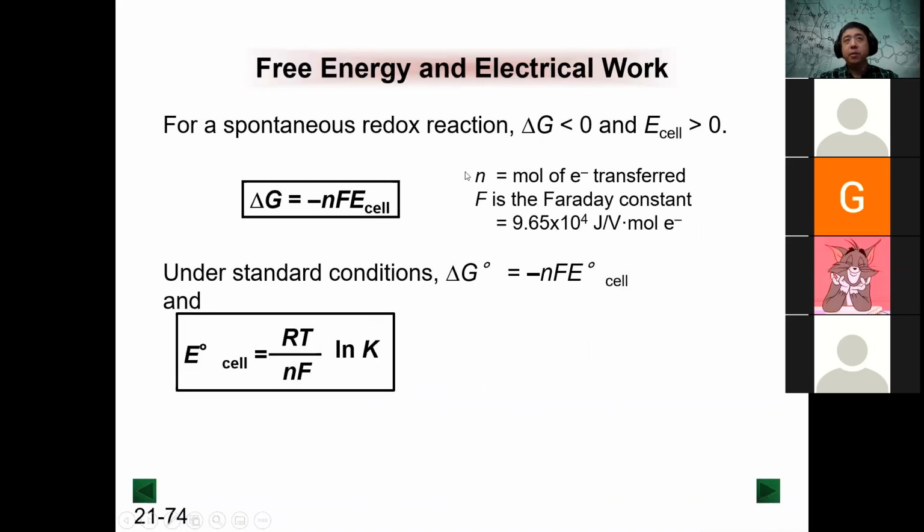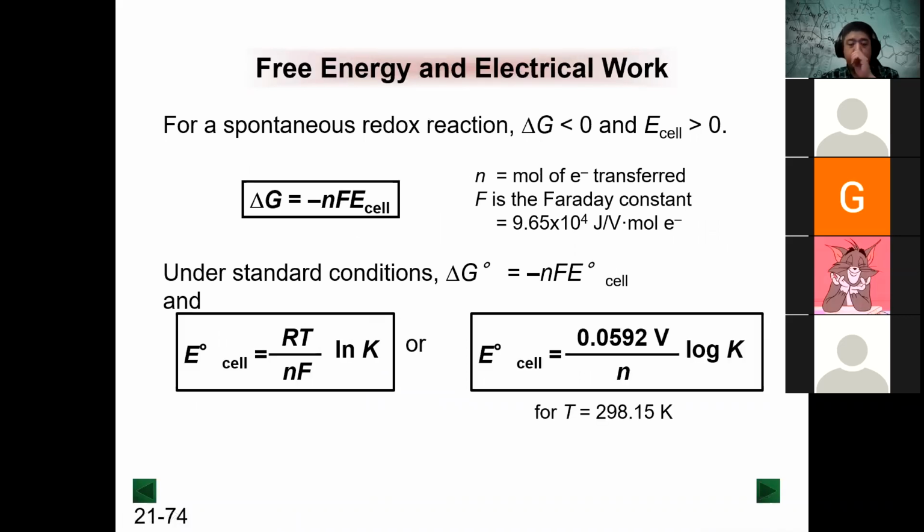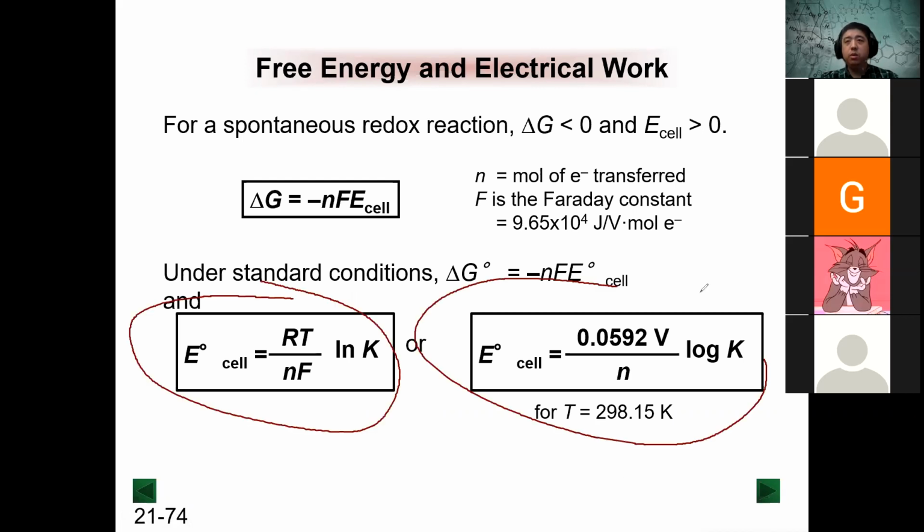Okay, a little bit of a relation between free energy and work. So we're combining delta G and E cell. We can combine it with the equation negative nF E cell, and we end up with our two equations here. These equations look very familiar to you. This is under the assumption of 25 degrees Celsius. That's what 298 Kelvin is.